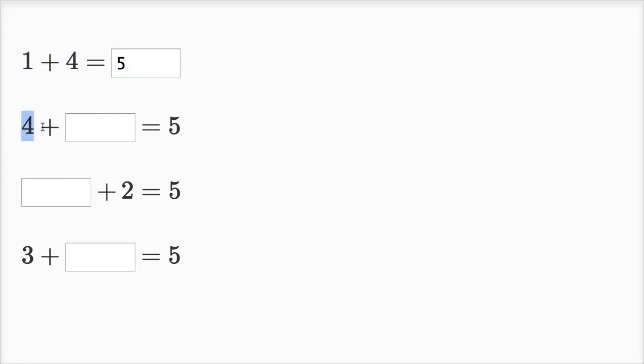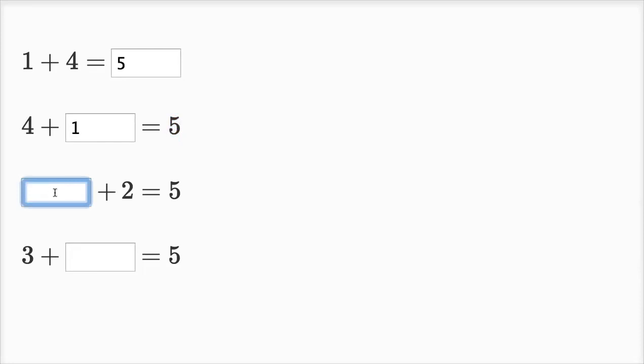Now here we're saying 4 plus something is the same thing as 5. Well, we just figured out that 1 plus 4, or 4 plus 1, is the same thing as 5. So 4 plus 1 is 5. So notice there we have the equation, 4 plus 1 is the same thing as 5. Equals means that what's on the left is the same thing as what you have on the right.